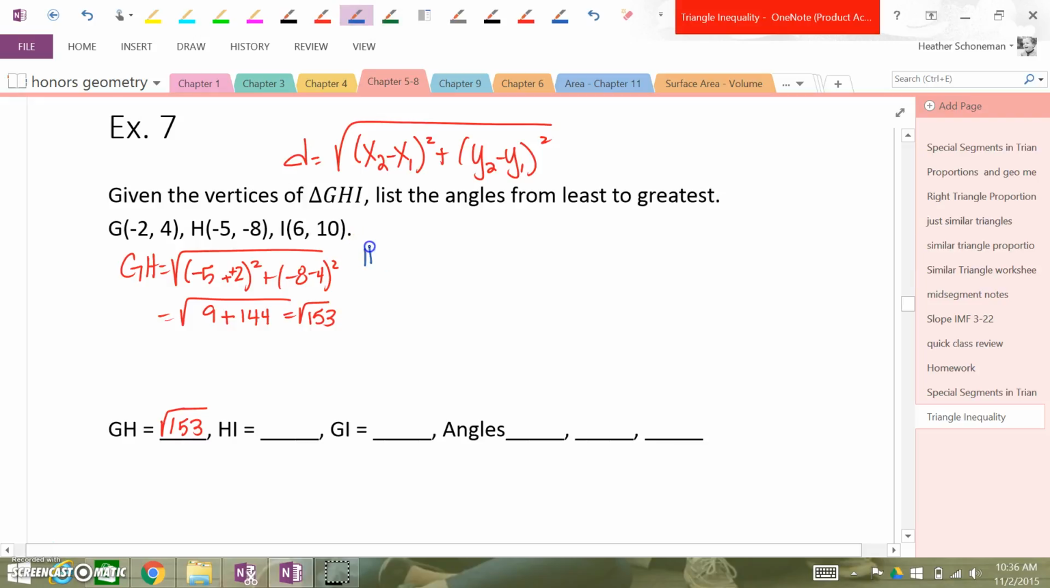Let's now find HI. So HI would be 6 minus negative 5 squared plus 10 minus negative 8 squared. Minus the negatives become plus a positive. So it's 11 squared, which is 121, plus 18 squared, which would be 324. We add these together, and we get 445.